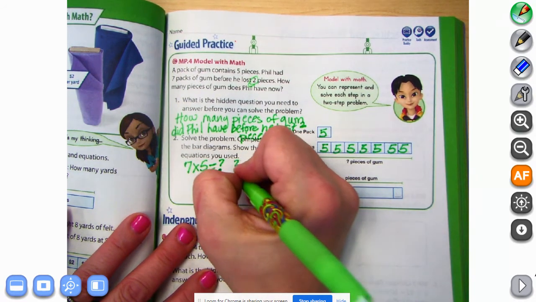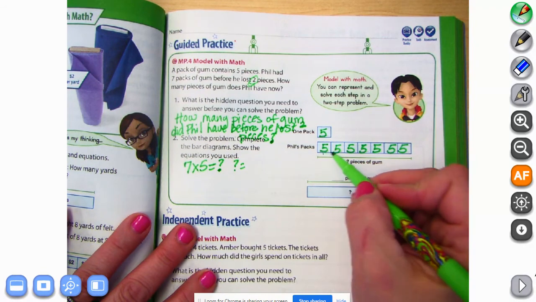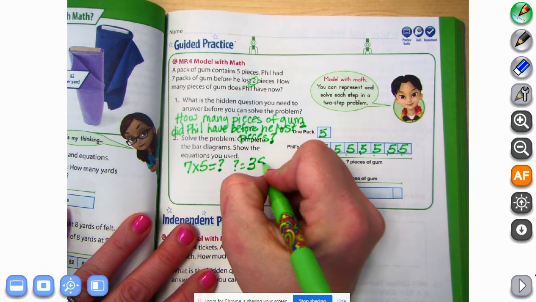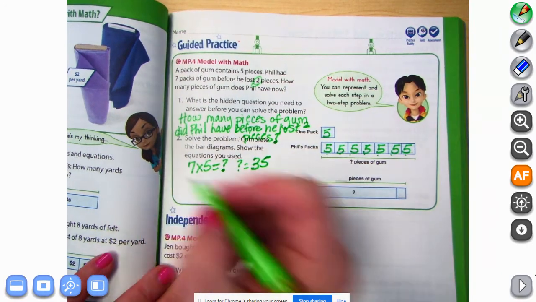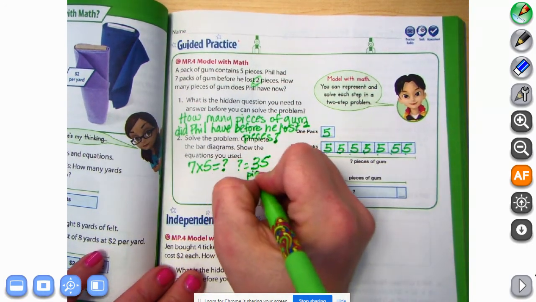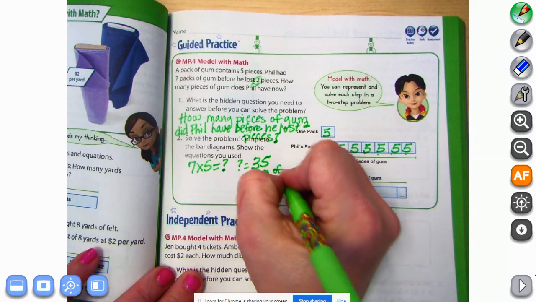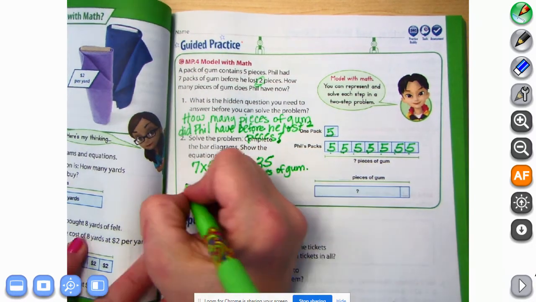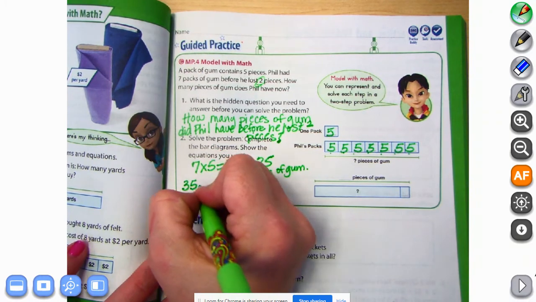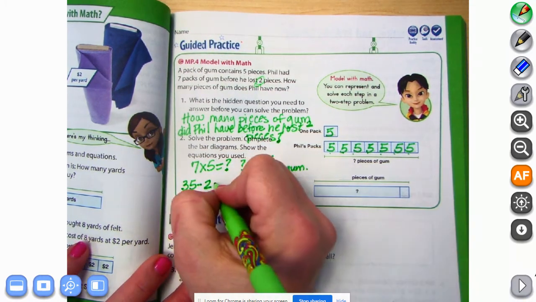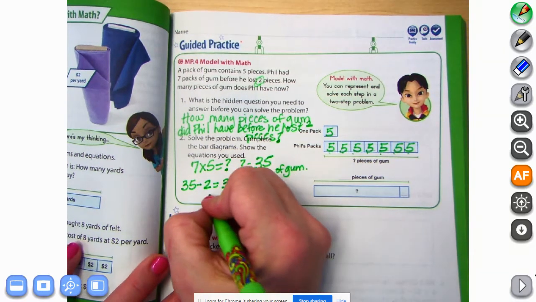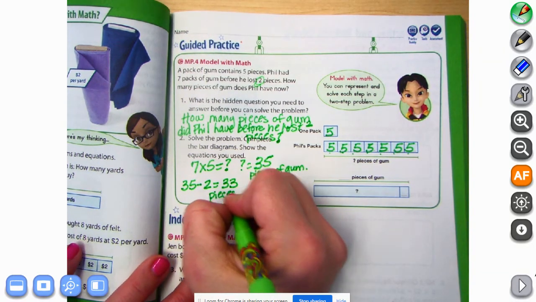So that's 7 groups of 5 is the question mark. The question mark equals, if we count by 5, 5, 10, 15, 20, 25, 30, 35. Okay, so we had 35 pieces of gum. That's how much he had all together. But then it says he lost 2 pieces. So we're going to subtract that. And so that means he only has 33 pieces now.